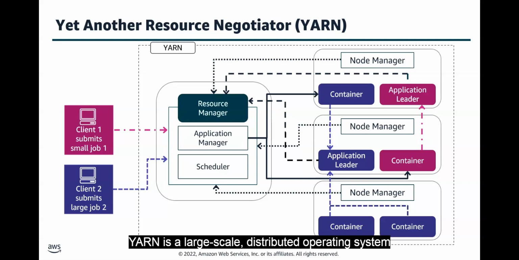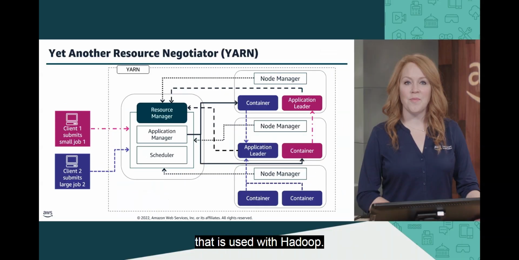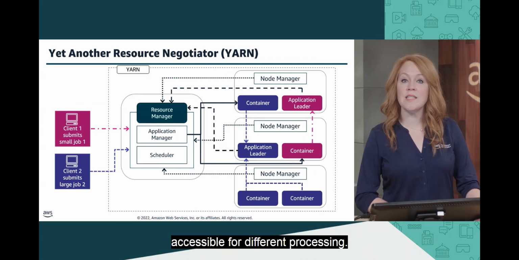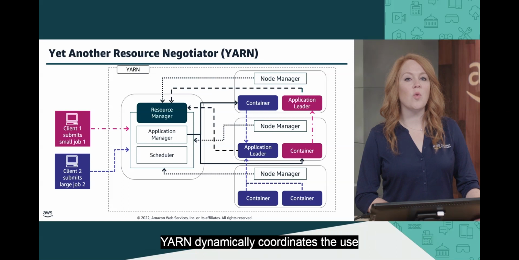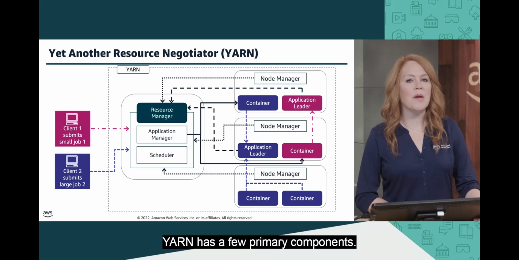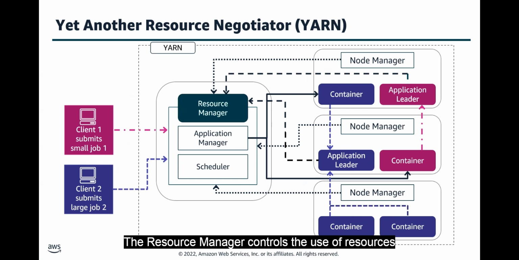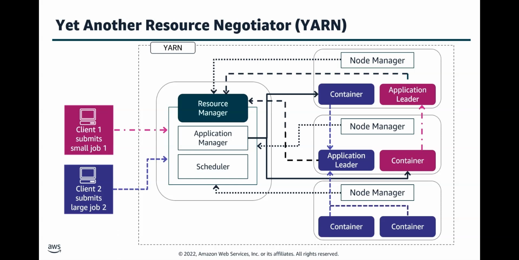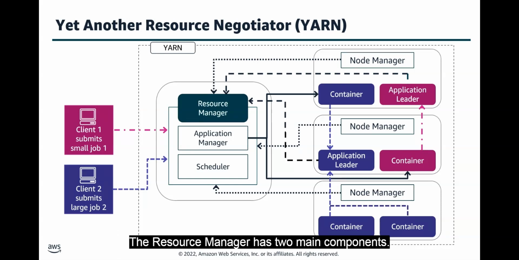YARN is a large-scale distributed operating system that is used with Hadoop. YARN makes the data that is stored in HDFS accessible for different processing. YARN dynamically coordinates the use of available Hadoop resources to schedule and perform that processing. YARN has a few primary components. The resource manager controls the use of resources within the Hadoop cluster and manages the containers that are launched on each cluster node. The resource manager has 2 main components: the scheduler, which allocates resources to the running applications based on the resource requirements of those applications, and the application manager, which accepts job submissions, negotiates the first container to run the application leader, and provides the service to restart the application leader on failure.